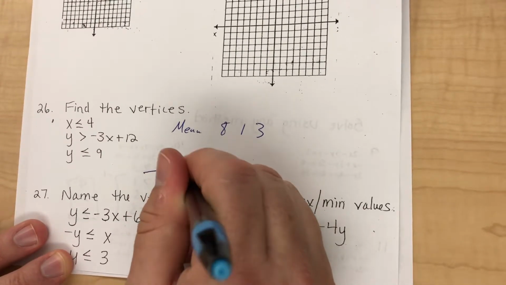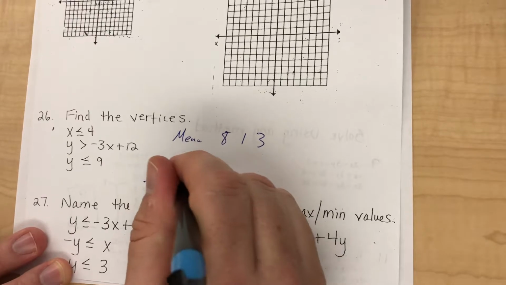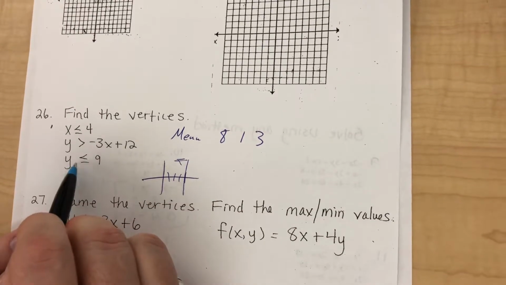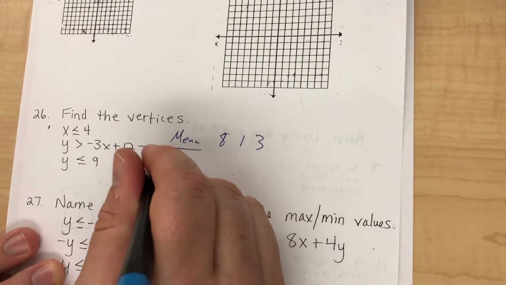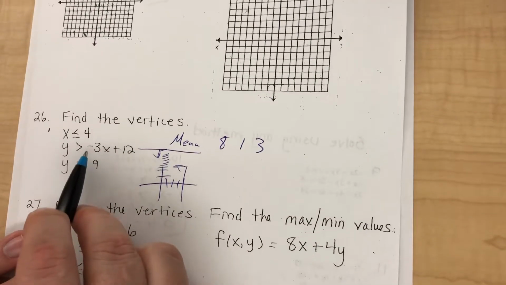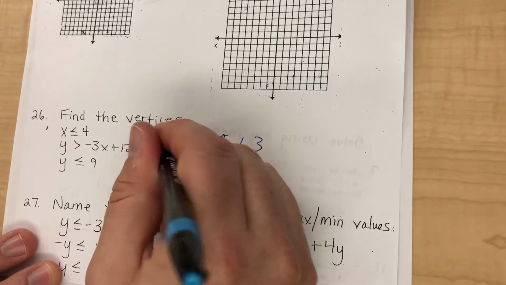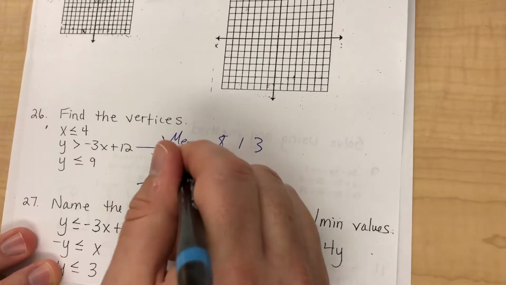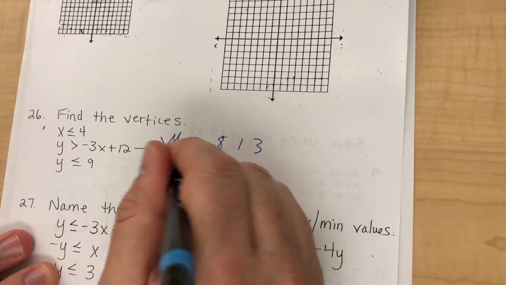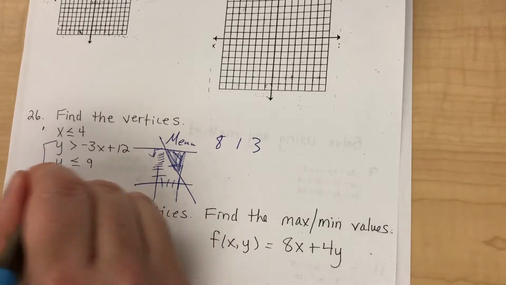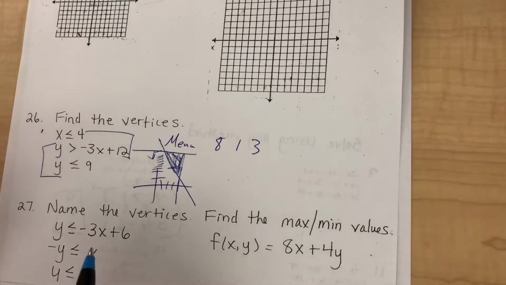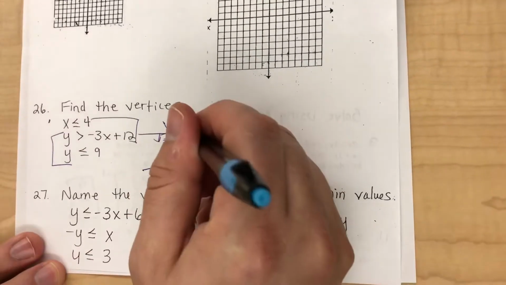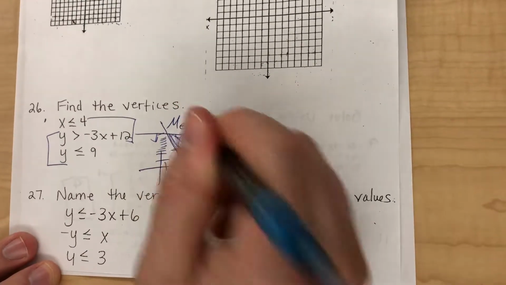If you're not using the graph, x is less than or equal to 4. 1, 2, 3, 4. Here we go. We're going back that way. Less than or equal to 9. 1, 2, 3, 4, 5, 6, 7, 8, 9. Here we are. We're going this way. And then the negative 3x plus 12 means you're starting up here at 12 and you'll kind of come down. So there'll be this triangle in here. And you can actually solve this system and this system separately to find out where those cross. This one, of course, is going to cross at 4, 9.